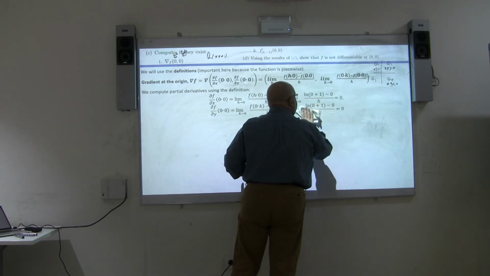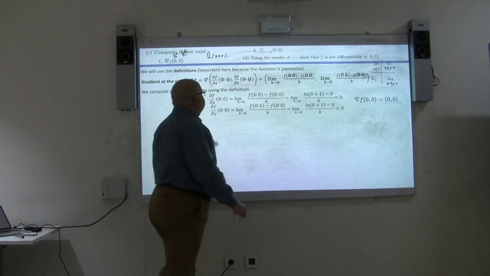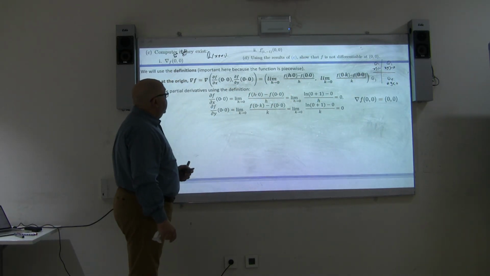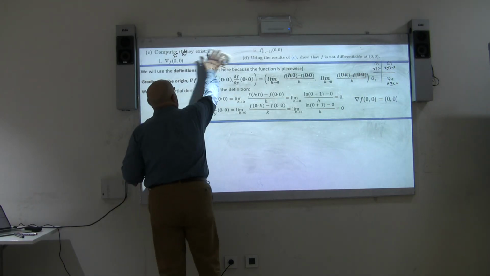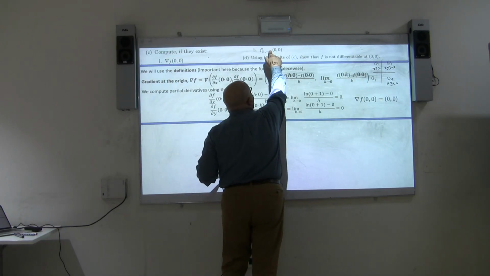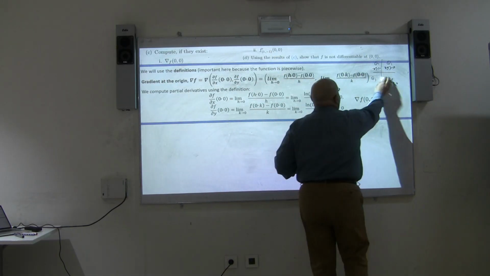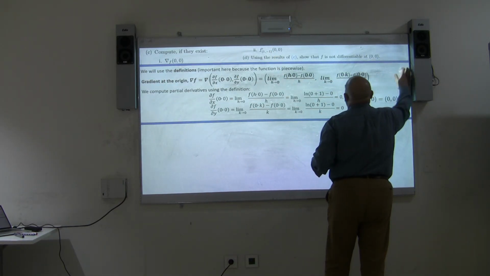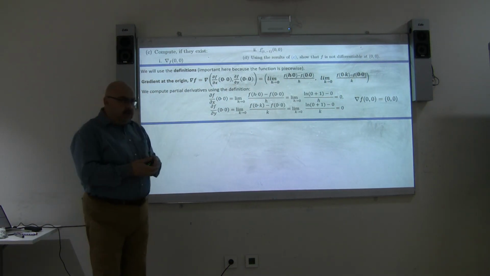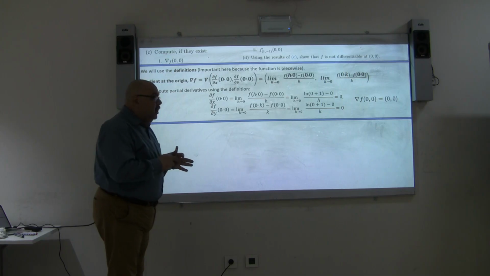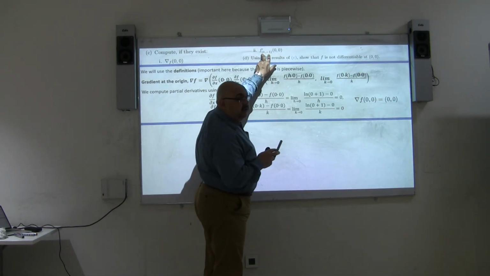So that's the first part, the gradient vector. I have the gradient vector. Now the second part of our question: he wants you to get the directional derivative at the origin, and there is also a trick in this part. He wants you to get the directional derivative in the direction of the vector (1, -1).